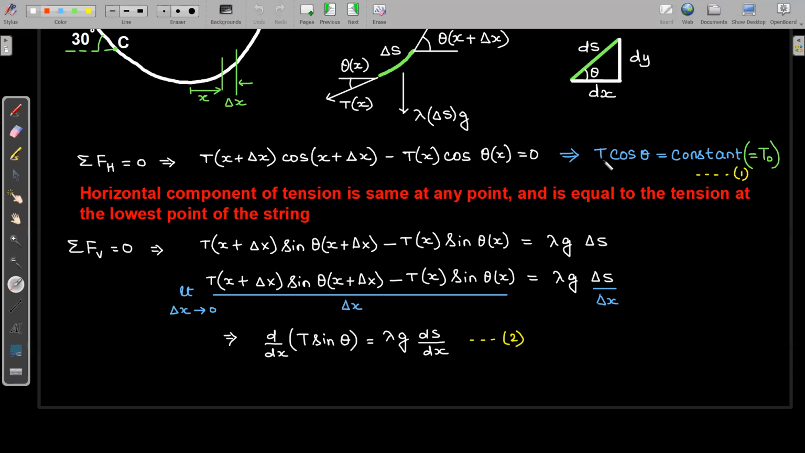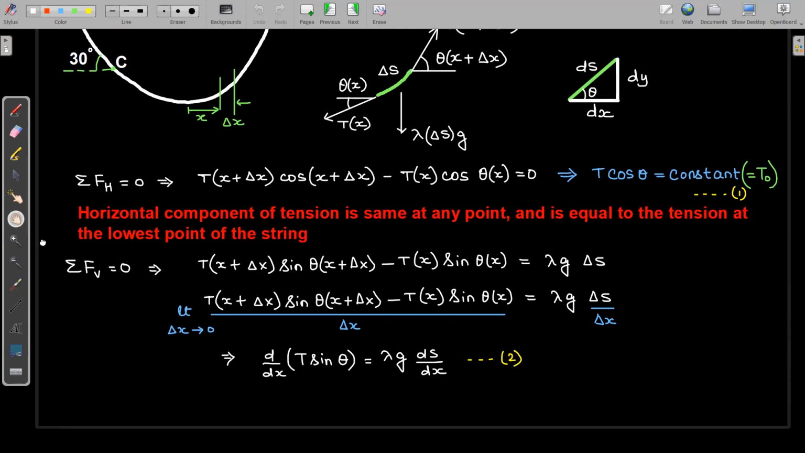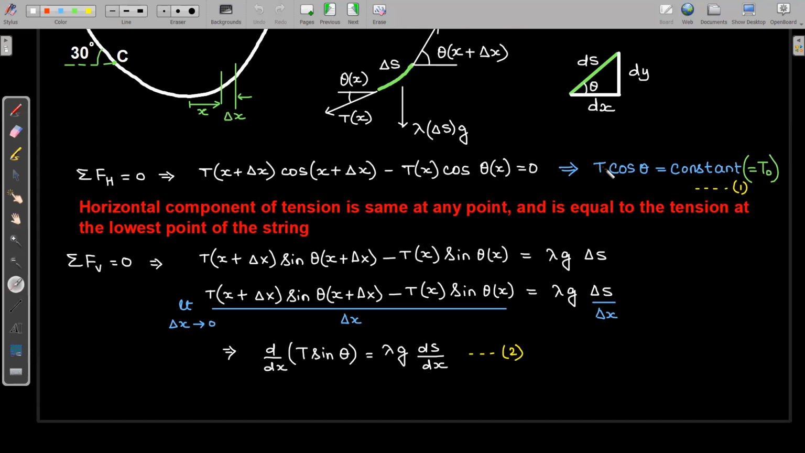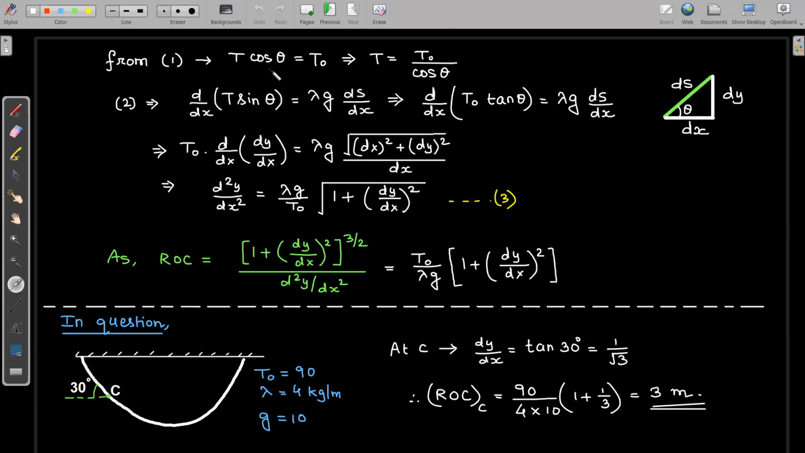And the first equation was t cos theta equal to a constant, which is, let us say, t naught. Now, from this first equation, I replace the value of t, which will be t naught divided by cos theta, in this second equation. So I've replaced t equal to t naught by cos theta. This expression becomes d by dx of t naught into sin theta by cos theta, which will be tan theta, equal to lambda g into ds by dx.